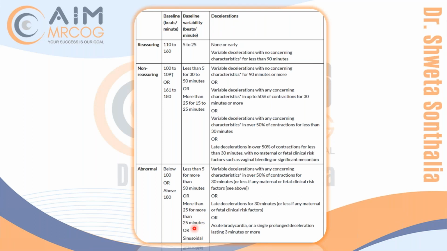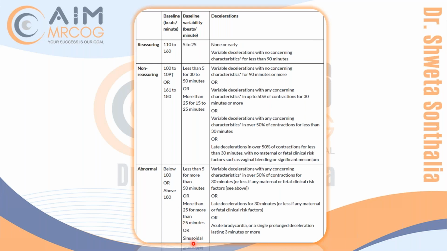So even big variabilities are not good. That is also known as saltatory pattern, which is not good. That means something is happening wrong with the baby. Why so much variability? Even less is bad, even more is bad. So this you have to remember well. Less than 5 for 51 minutes or more, or more than 25 for 26 minutes or more is bad.